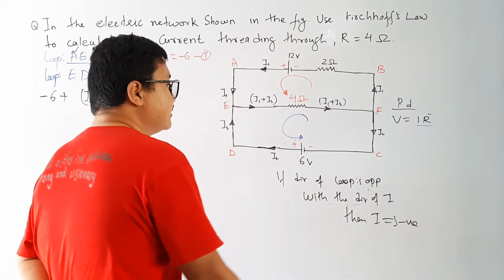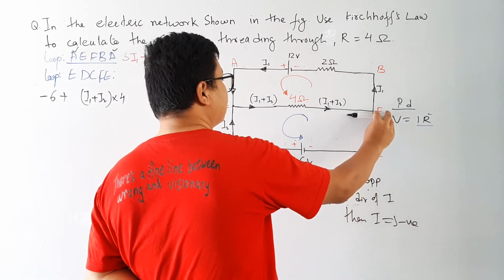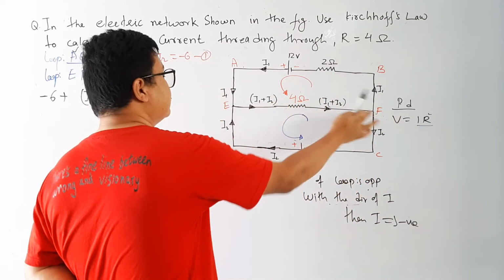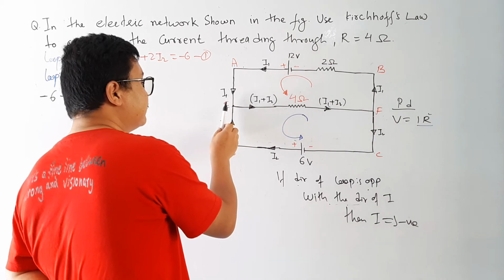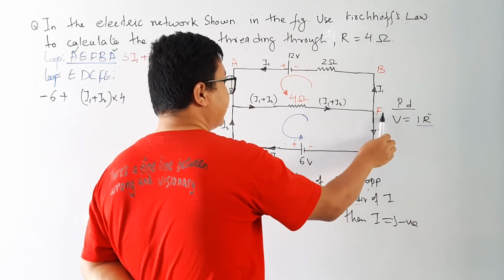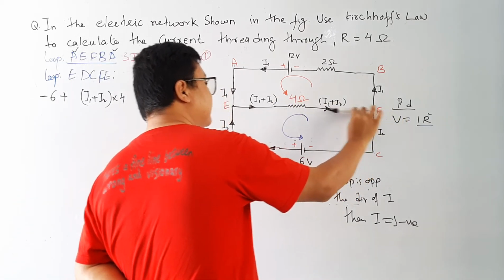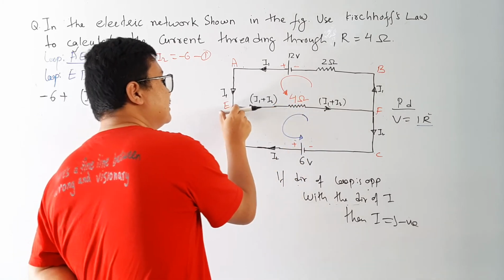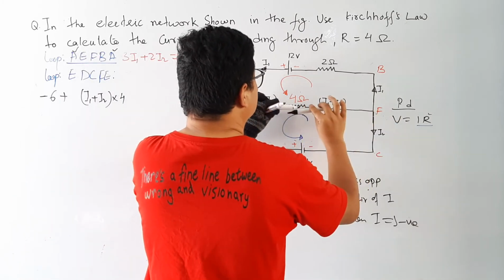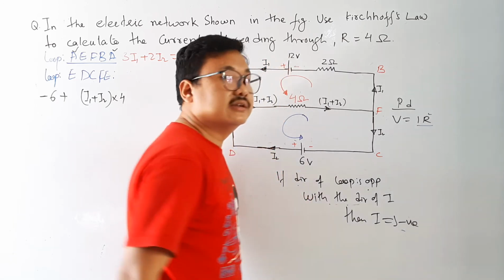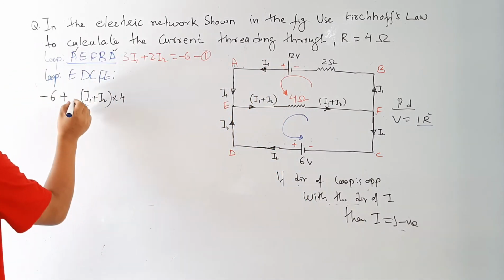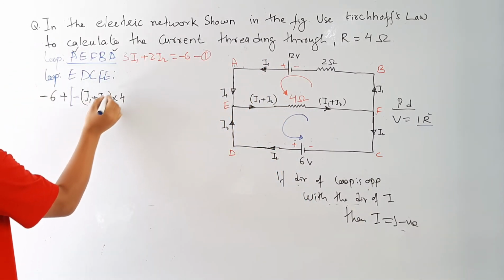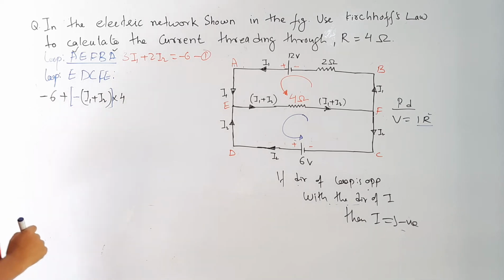So let us see the direction of the loop. We are going from F to E. We started from E, B, C, F, E. So the loop is EF, but the current is FE. So they are opposite. It means the current should be negative. So here I will have to write negative and within bracket the current.